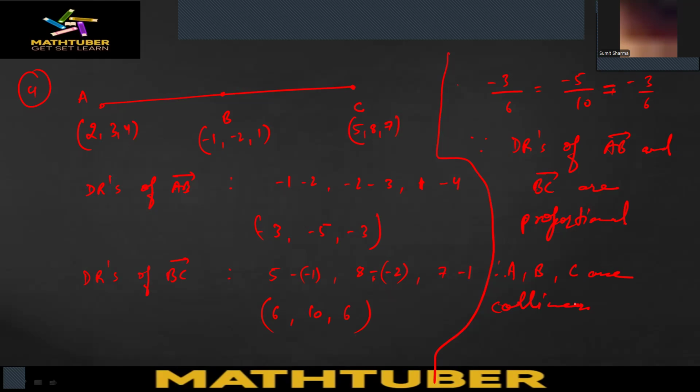Now, for the fifth question, we have to find out the direction cosines of the sides of the triangle. So you have to first find out the direction ratios for AB, BC, and CA, and then you have to divide them by their magnitudes. So you will get it, right? So you can try this question by yourself.